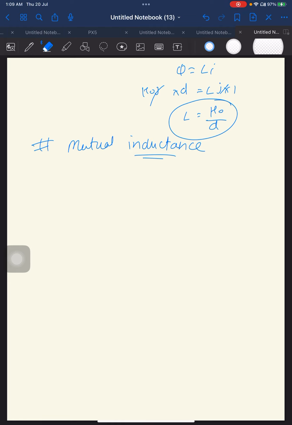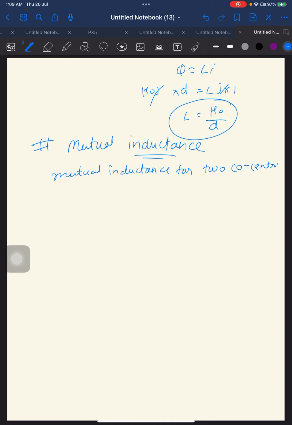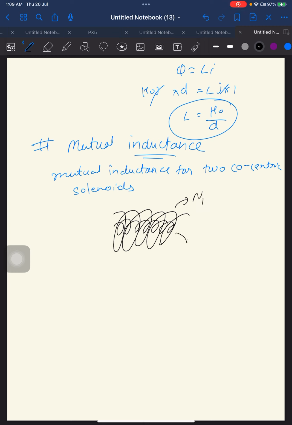So now let's check the mutual inductance for two concentric solenoids. Suppose, for example, there are two solenoids, one bigger and one smaller. The bigger one has n1 number of turns, and the smaller one has n2 number of turns.